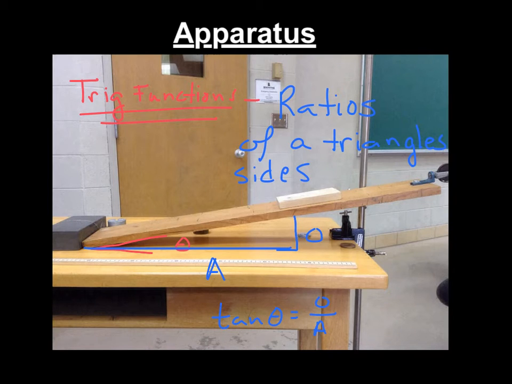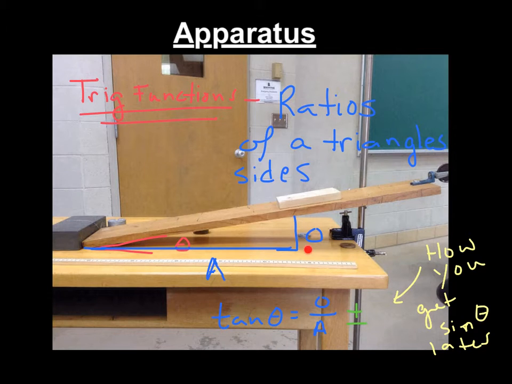You have no reason to measure an angle. You don't need a protractor because your measurements with the meter stick, such as this one right here, are going to be more accurate. And it's also going to give you a great way to get your plus or minus values. This method, measuring the adjacent and opposite side, is also how you're going to get sine theta later in the lab when we're talking about mechanical advantage.